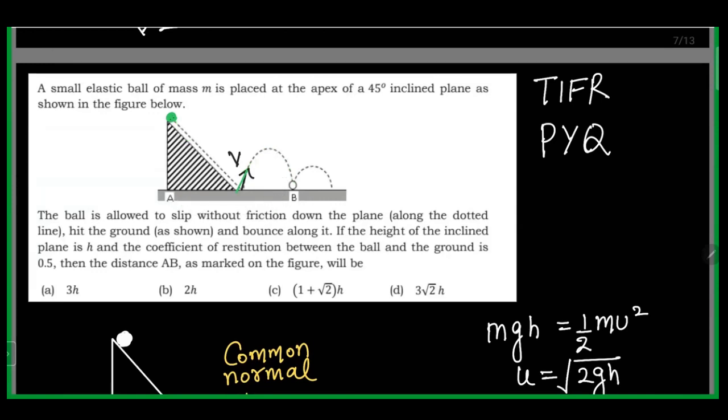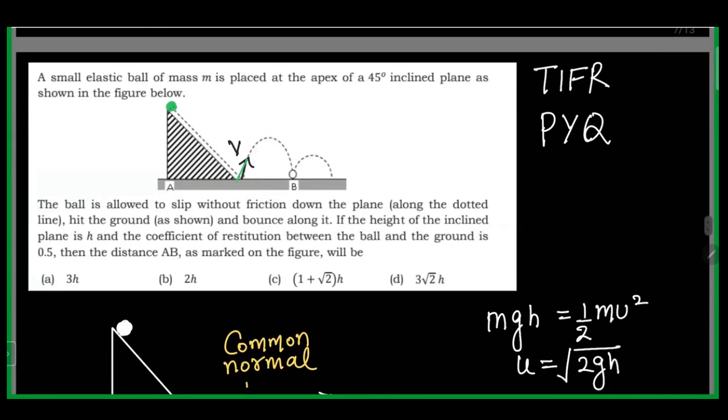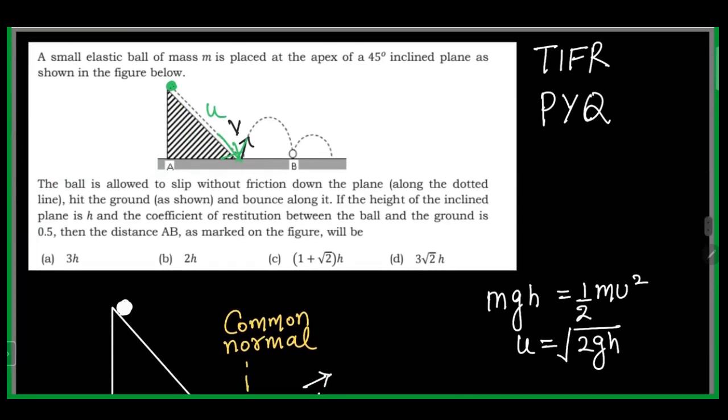Okay. So the first thing I want to know is, when it hits the ground, let's say it hits the ground with velocity u. With what velocity will it hit the ground? Using work power energy, you know that the potential energy at top, mgh, will be equal to the kinetic energy at bottom, which is half mv square.